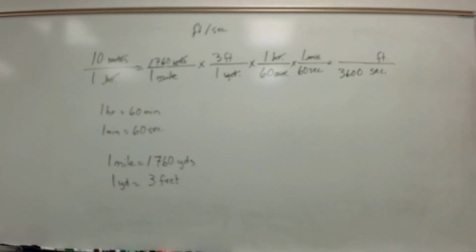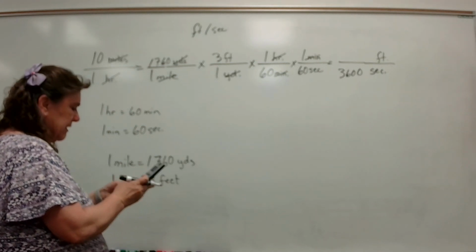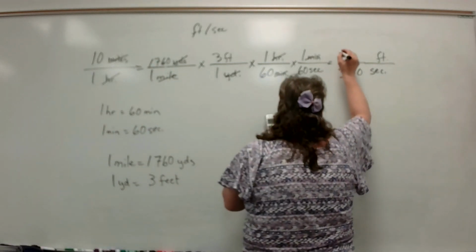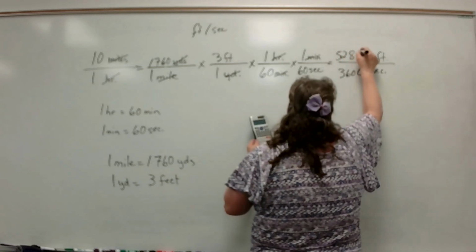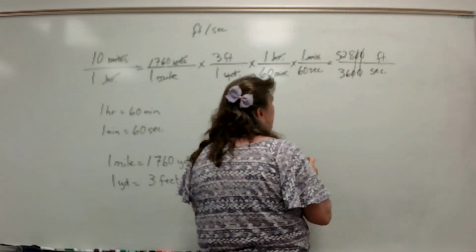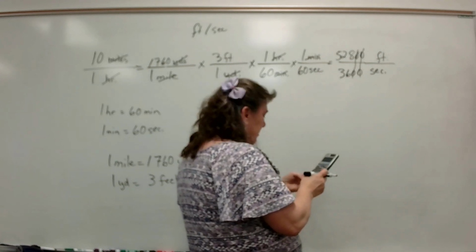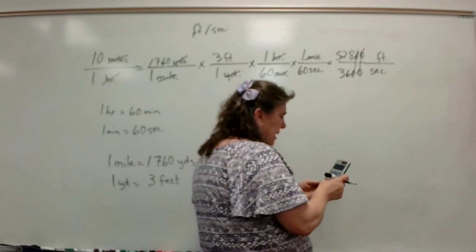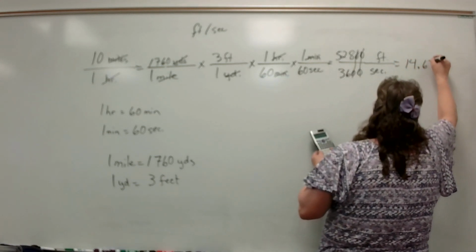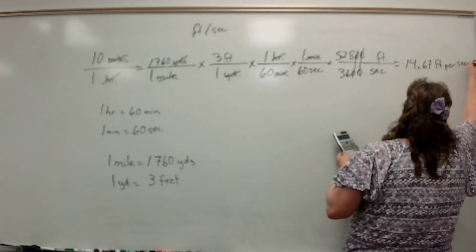And this is where calculators are handy. So 10 times 1760 times 3 is equal to 52800. Okay, well, we can cancel out these zeros, and that gives me 528 divided by 36. And that is giving me 14.67 feet per second. Okay?